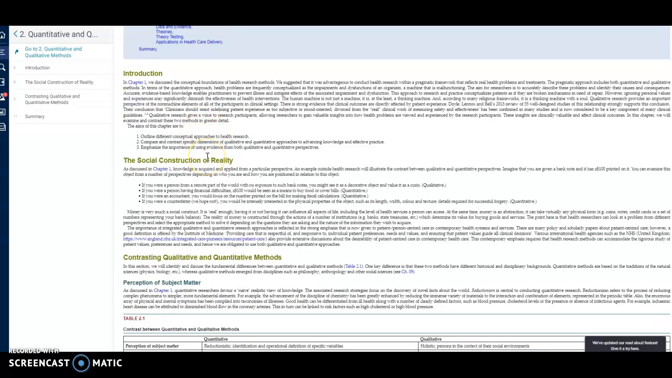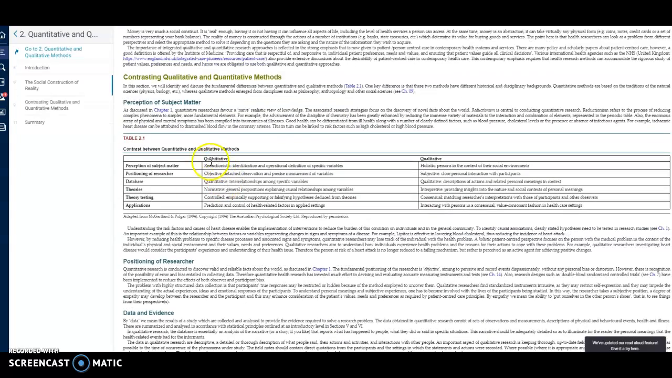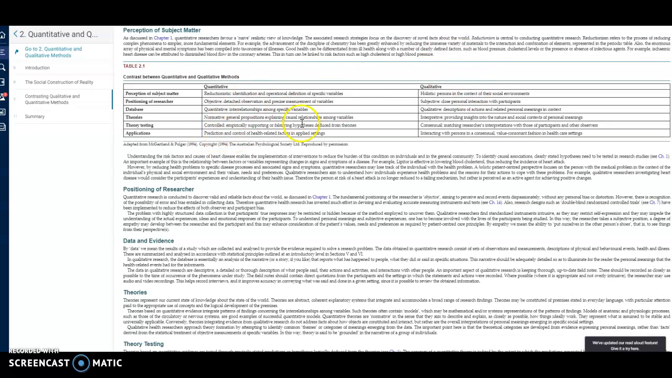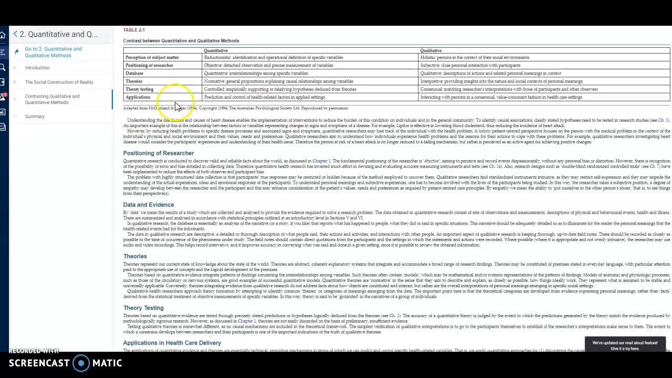So your book speaks a little bit about that social construction of reality, and then how we get into quantitative and qualitative comparison here versus how we are positioned as a researcher via which type of research we want to undergo. I like the comparison chart. That's always a nice one for me.